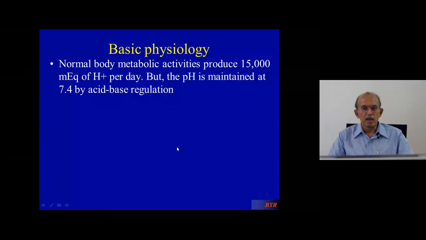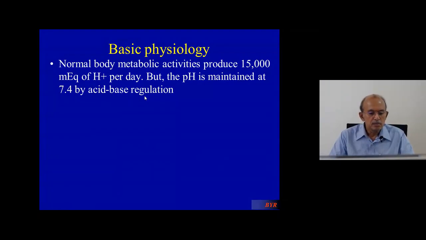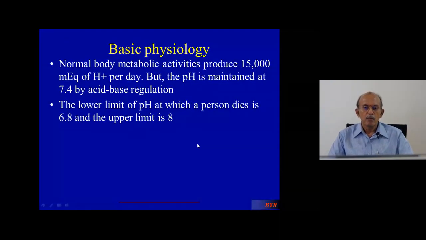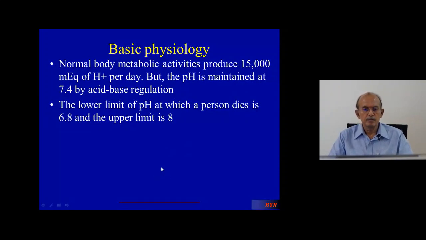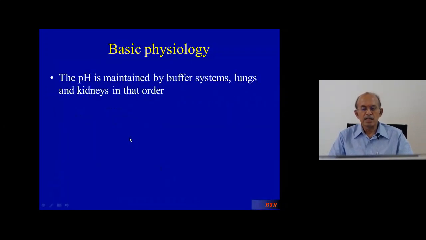So the normal body metabolic activities produce 15,000 milliequivalents of hydrogen per day, but the pH is maintained at 7.4 by acid-base regulation. The lower limit of pH at which a person dies is 6.8 and the upper limit is 8. Basic physiology: the pH is maintained by buffer systems, lungs and kidneys.